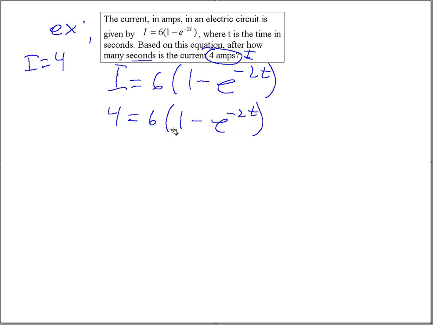Let's solve this equation for t. How do we do this? We'll divide both sides by 6 first. We need to be able to solve this exponential equation.